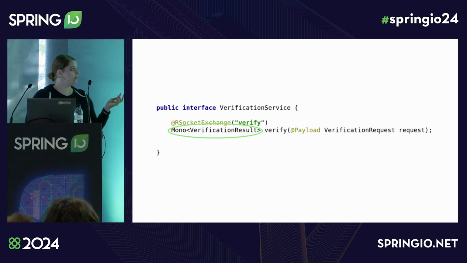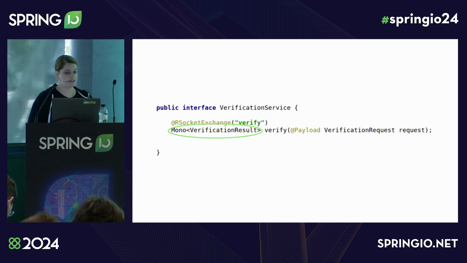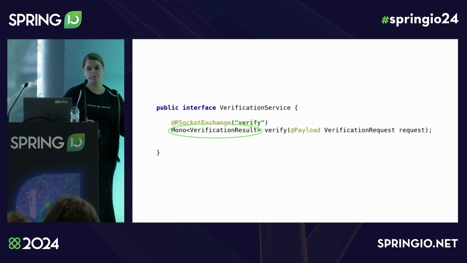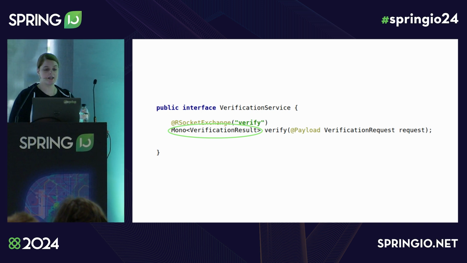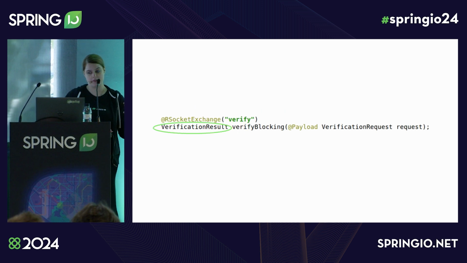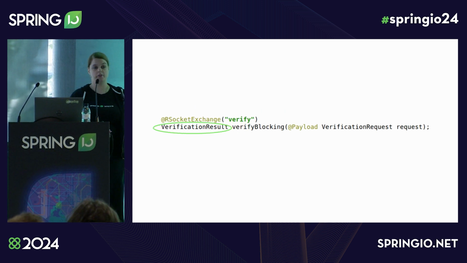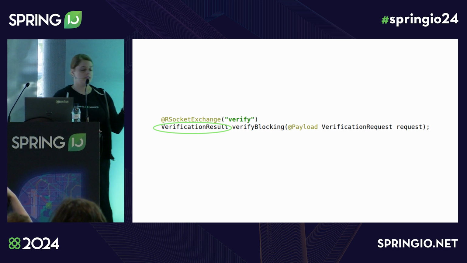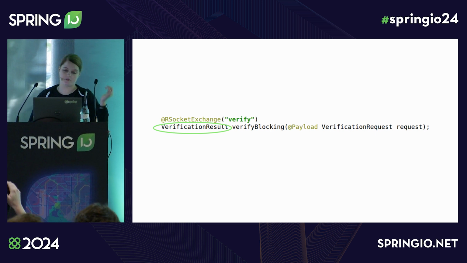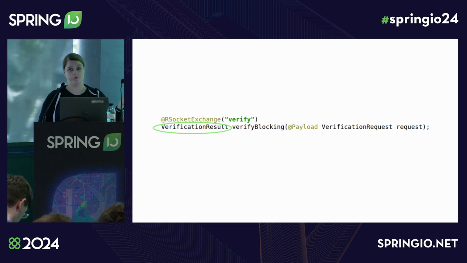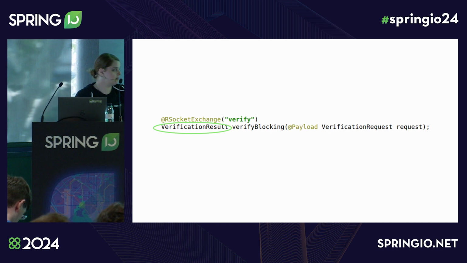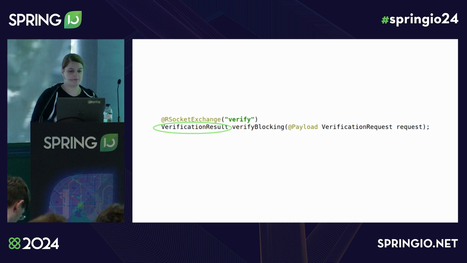Return values. So again, Mono, Flux, any producer that can be converted to a reactive streams publisher will work. And again, we can block this for you. Usually not a good idea. But yeah, if you know what you are doing, you can choose it, just not put the reactive type around it, and then we will just block it underneath.